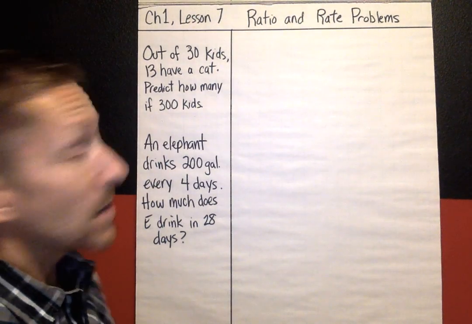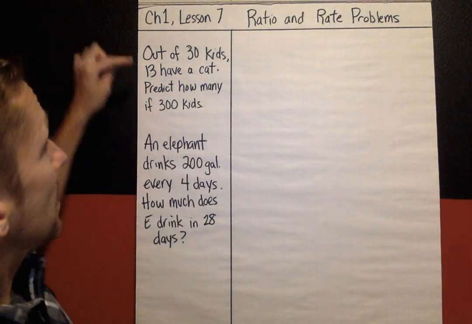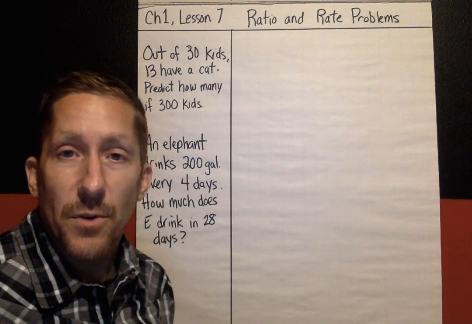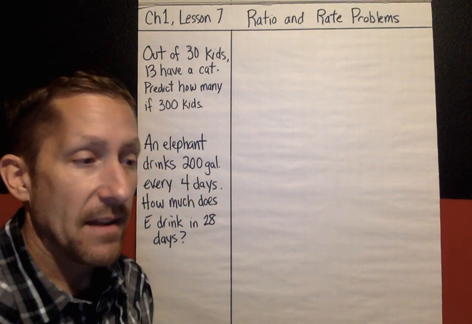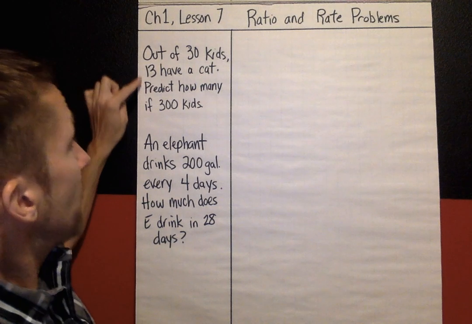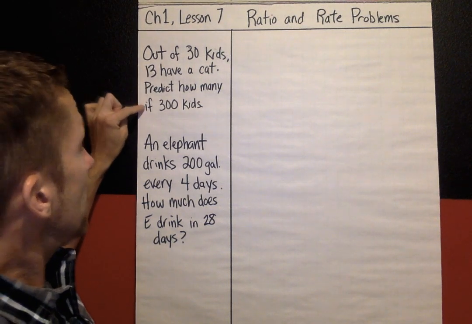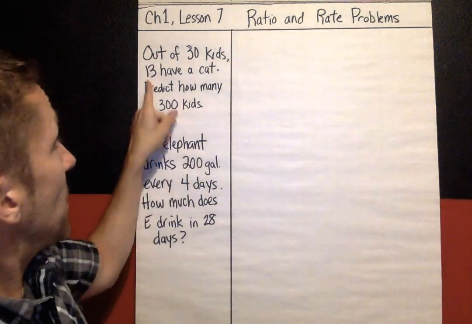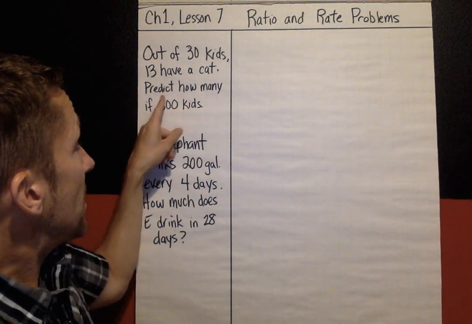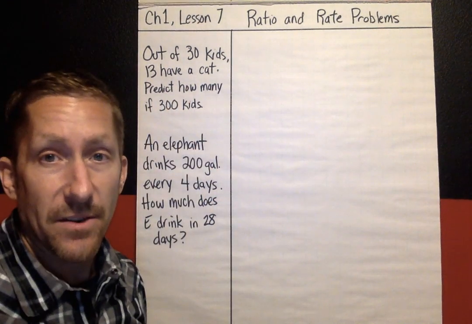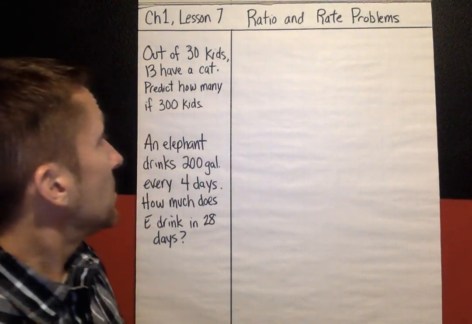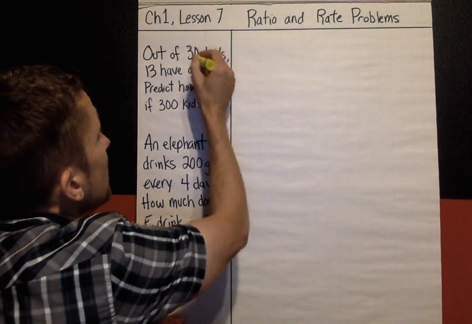The first problem that we are going to solve is this. Out of 30 kids, 13 have a cat. So imagine we're surveying a class of 30 students and we take a poll. How many kids have a cat? 13 kids raise their hand. From that, we could predict how many if there's 300 kids. So this might be a classroom and 13 kids have a cat. And then we could ask, if there's 300 sixth graders altogether, how many would we predict would have a cat?